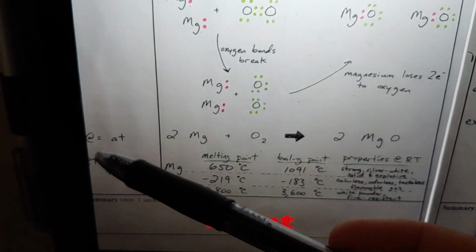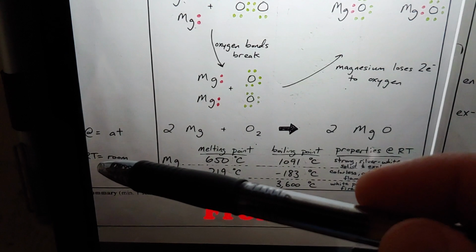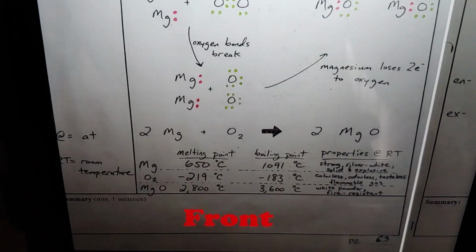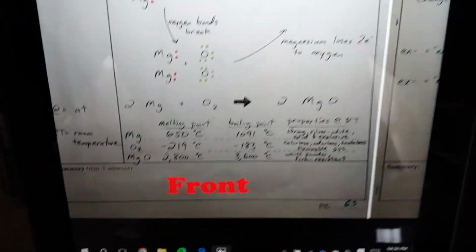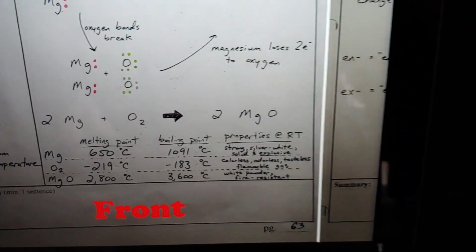You should already know that this symbol means "at," and RT means room temperature. It got a little cut off in my notes, but right here it's properties at room temperature. Okay, now notice how these chemicals are completely different once they hook up together.